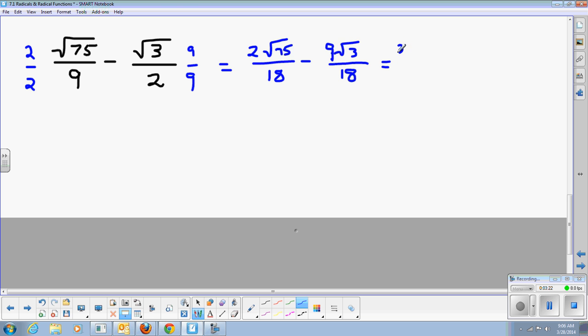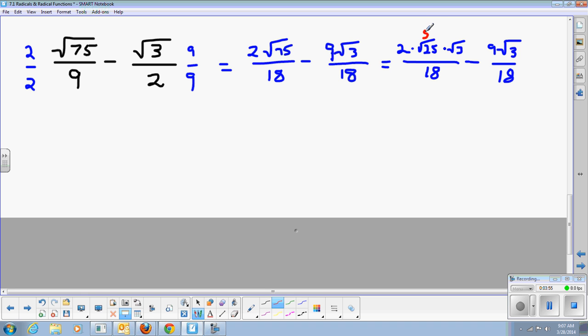So I have 2 times the square root of 25 times the square root of 3. That is all over 18 minus, and my second one won't change because there are no perfect square factors in the square root of 3. That will just stay as it is, so I'll just copy it so I have it there. Let's go back to the numerator on the first fraction. So I have 2 times the square root of 25 times the square root of 3. Well, the square root of 25 is, as we know, 5.